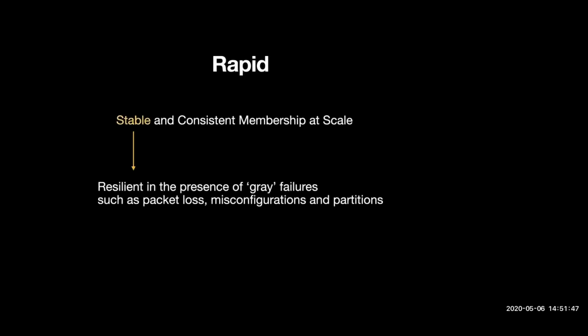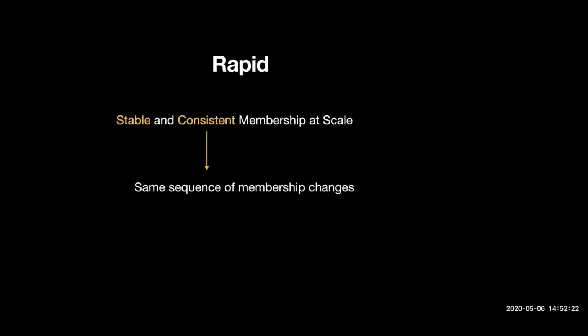So the service, Rapid, is basically resilient in the presence of what is informally or formally called in the literature gray failures. So there could be some packet losses, network misconfigurations, or network partitions. They contend that the Rapid service is stable regardless of these failures, while other services are just resilient against nodes crashing. Then they say that their service is consistent.